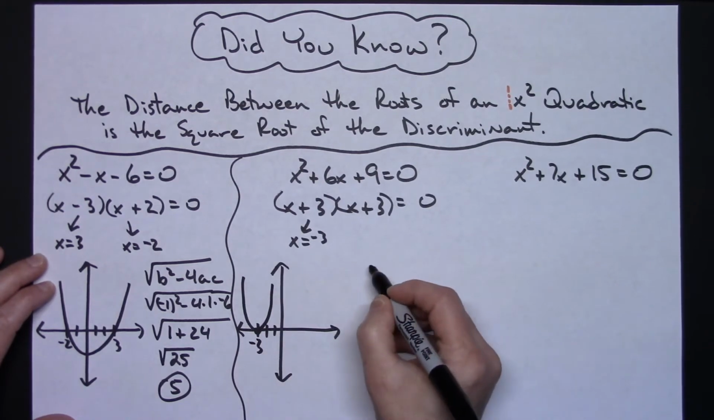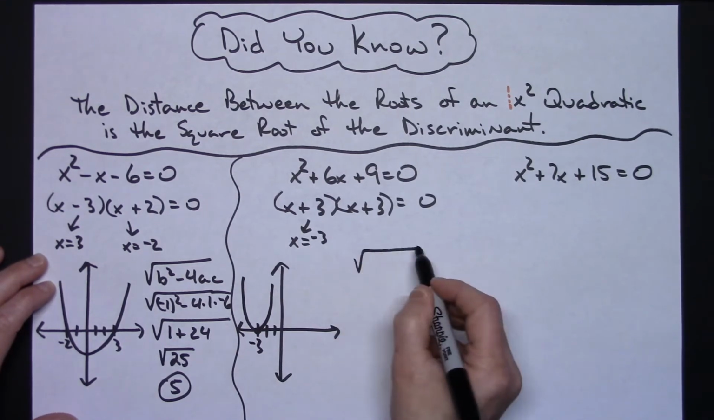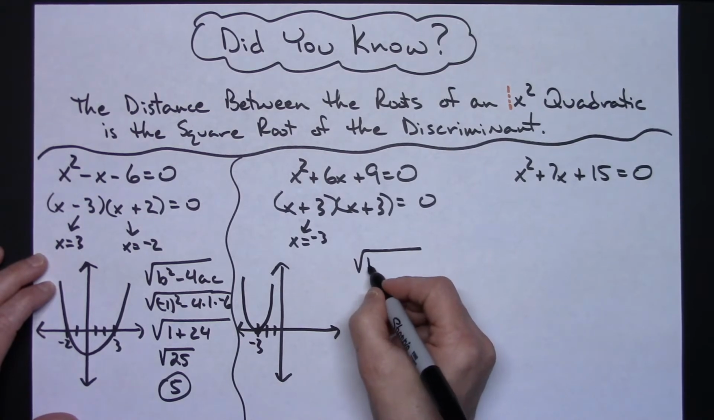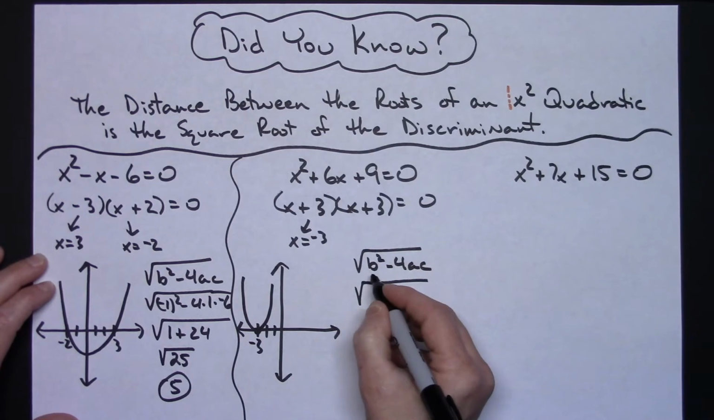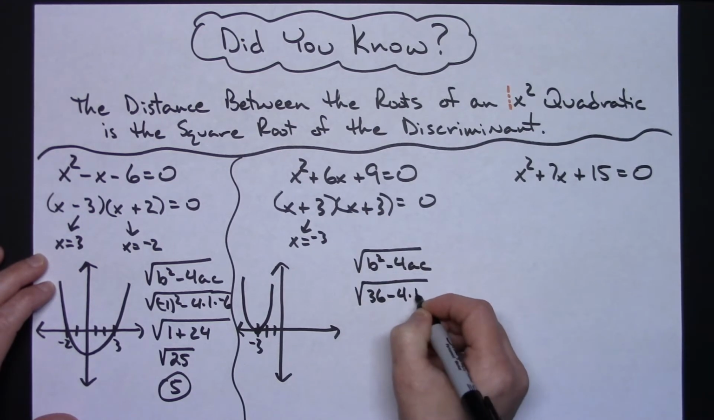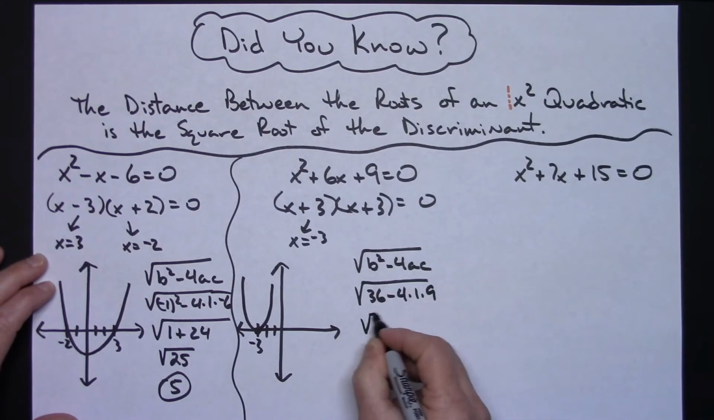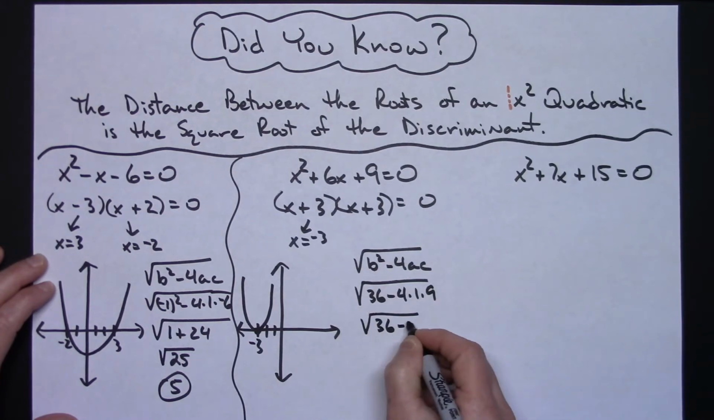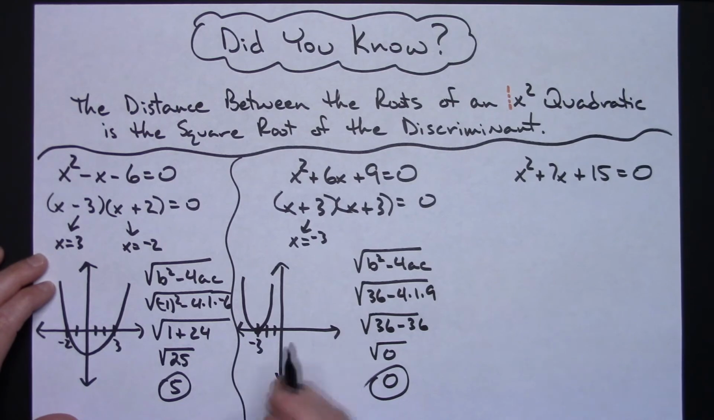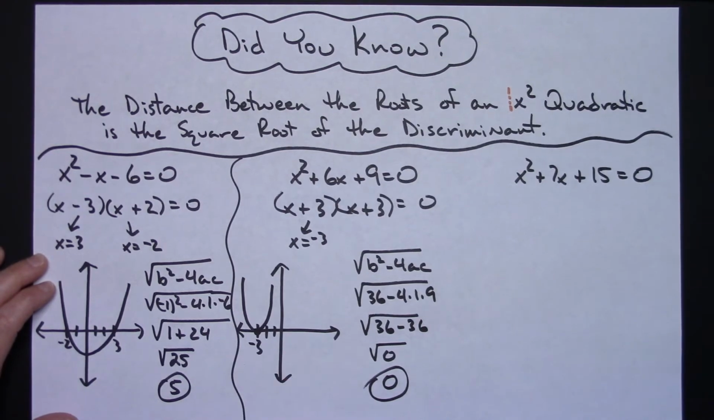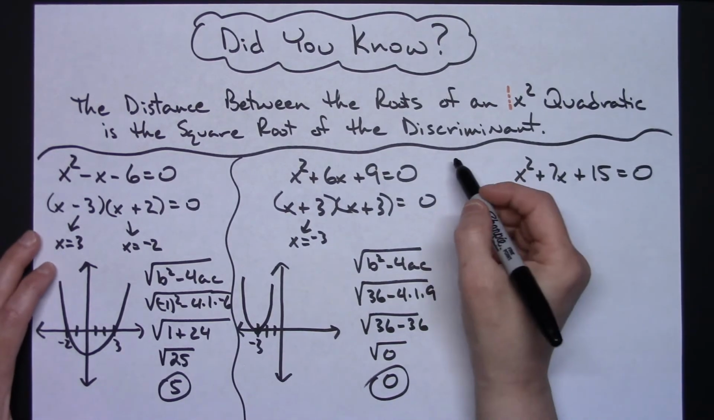Let's take a look at what our discriminant does here. We do the square root of b squared minus 4ac. The square root of, b is 6, so 36 minus 4 times 1 times 9, the square root of 36 minus 36, that's going to give me the square root of 0, which gives me a distance of 0. That makes sense because I only have one root there, so there is no distance between those roots.